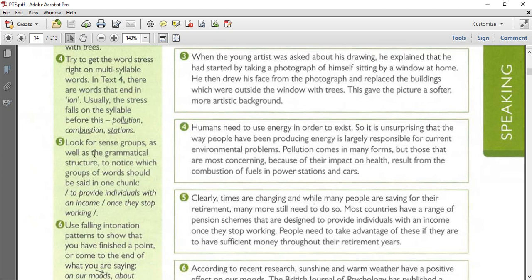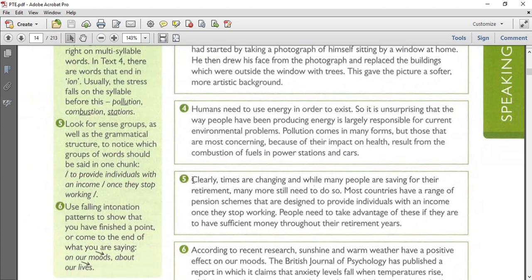So we could not just read the whole entire group without any. Let's say this sentence. We should not read it in one chunk without taking any breath. So now let's do it so that we can see what tip number 5 wants us to do.